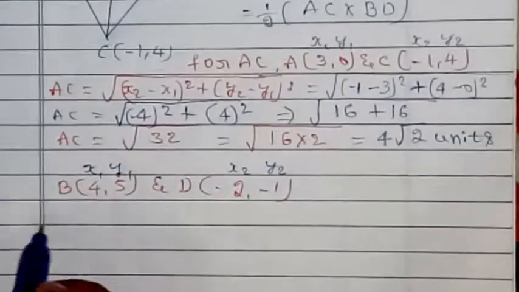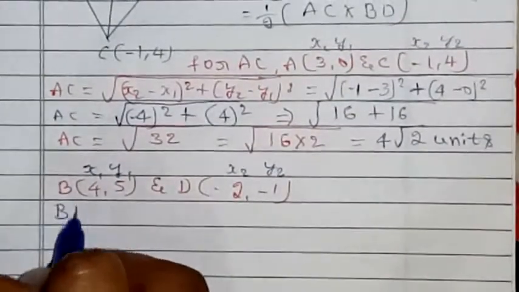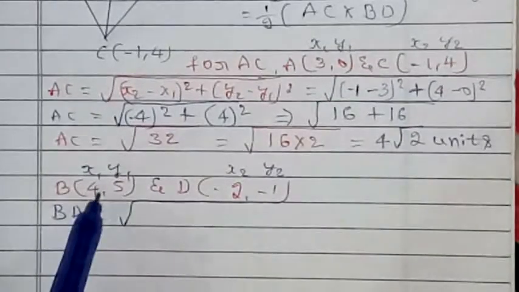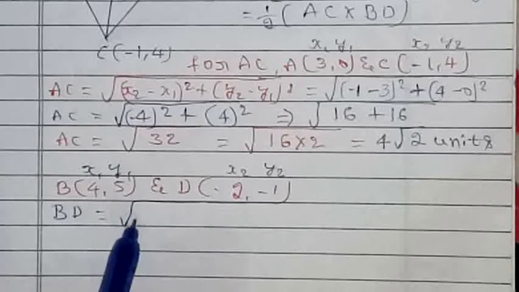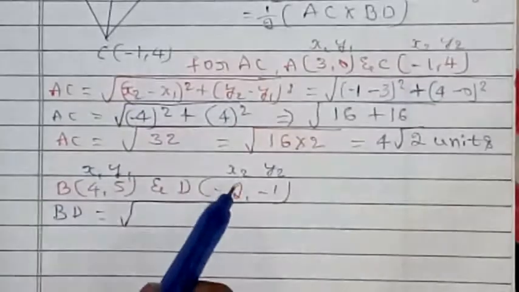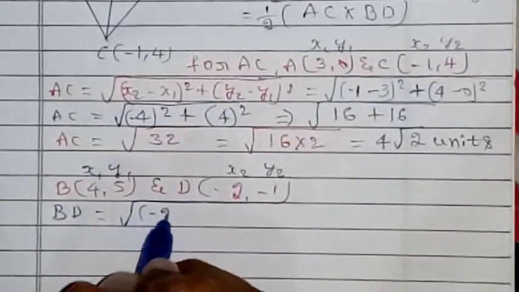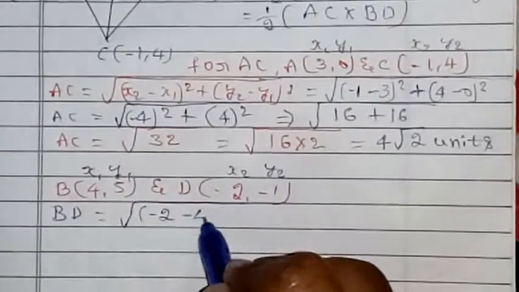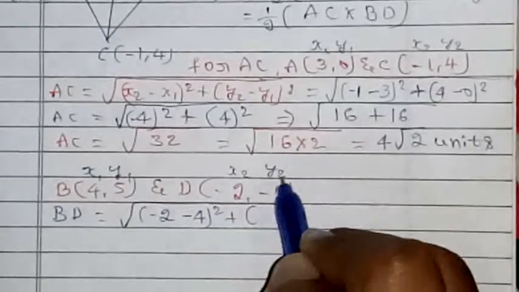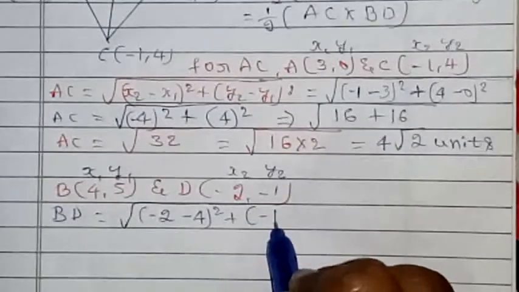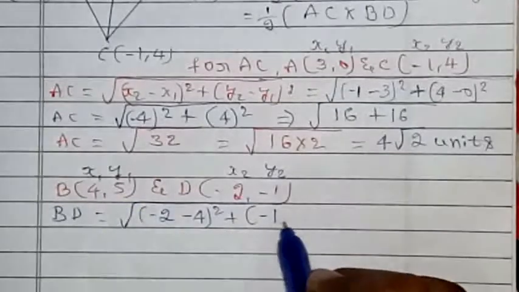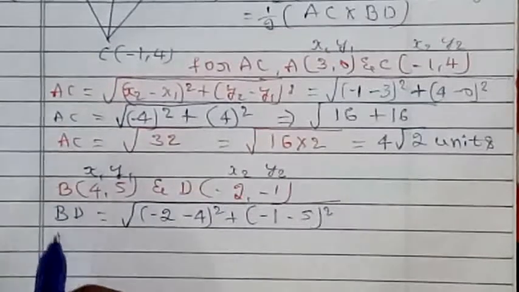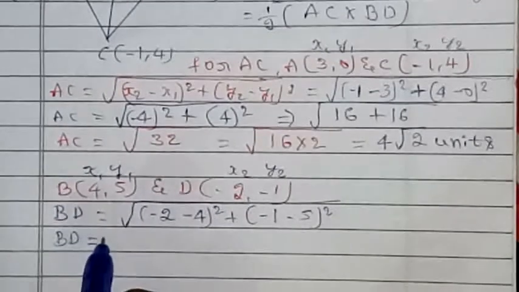Clear? Now as usual, BD is equal to the square root of, I'll not write the formula, I'll apply the values. x2 is -2 minus x1, which is 4, whole square, plus y2, which is -1, minus y1, which is 5, whole square. So simplify this.